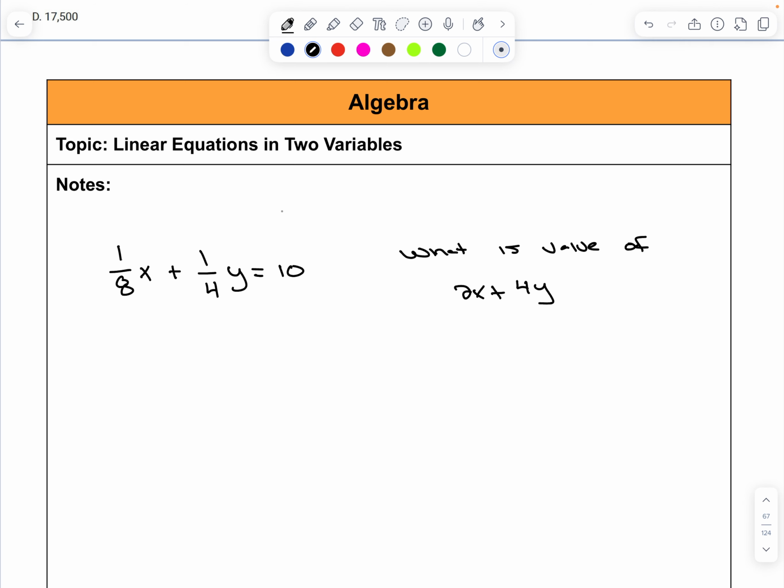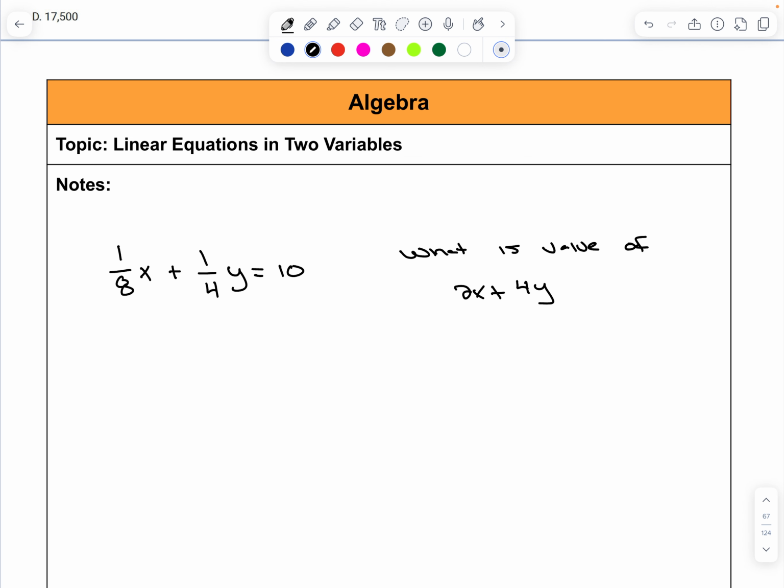Oftentimes they'll give you a question like this on the screen: 1/8 x plus 1/4 y equals 10. You're not going to be asked to solve for x and y. You're going to be asked to solve for the value of 2x plus 4y. If this is the case on the SAT, what we're looking for is, is there a single number that multiplies or divides the original equation to get to the new equation?